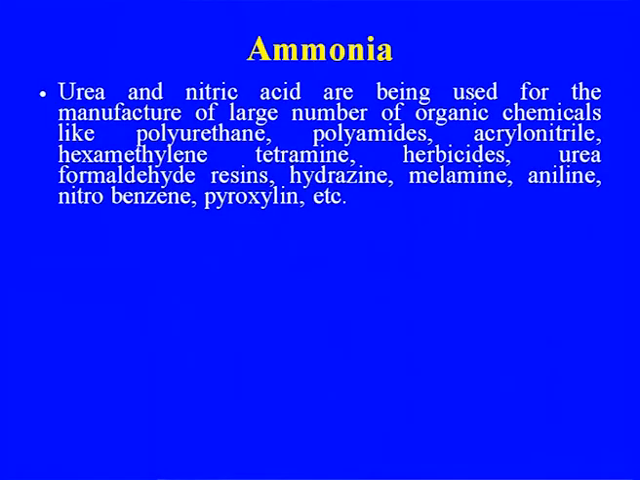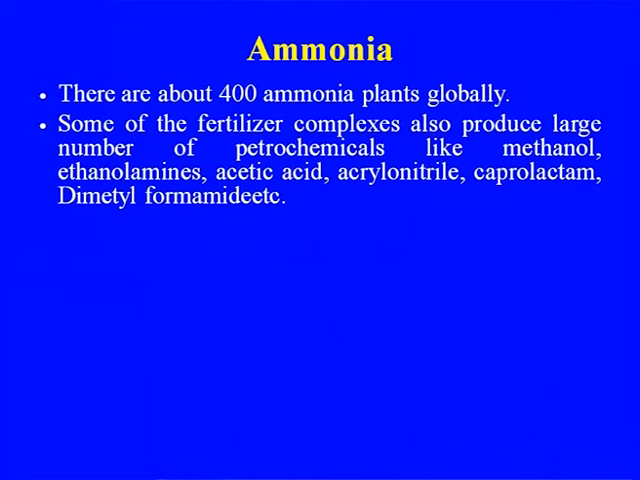So, they are being used for the manufacture of polyurethane, polyamides, acrylonitrile, hexamethylenetetramine, herbicides, urea formaldehyde resin, hydrazine, melamine, because melamine is the product we are manufacturing in one of the fertilizer plants, GSFC, Gujarat State Fertilizers and Chemicals at Vadodara. Aniline, nitrobenzene, pyroxene, in all the cases we are using this nitric acid in some form or other. There are more than 400 ammonia plants globally.